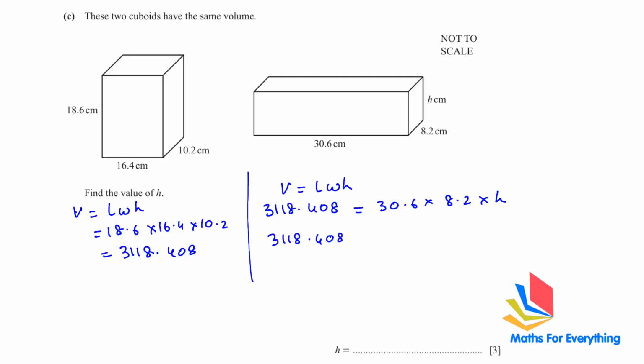shift these two numbers to the other side. It's a multiply, so when you bring it to the other side, it will be a divide. It's okay if you don't simplify now. Just put everything in the calculator now. And we will get 12.42 is H. Rounding to one decimal place, 12.4 centimeter is our H.